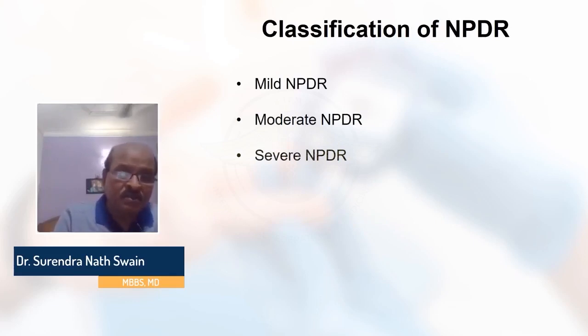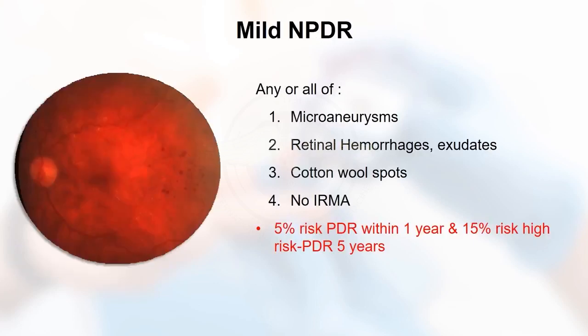Non-proliferative diabetic retinopathy is classified as mild, moderate, or severe. Mild non-proliferative diabetic retinopathy may show any or all of the following: microaneurysms, retinal hemorrhage, exudates, and cotton wool spots, with no intraretinal macular abnormality. There is a 5% risk of proliferative diabetic retinopathy within 1 year, and a 15% risk of high risk proliferative diabetic retinopathy in 5 years.